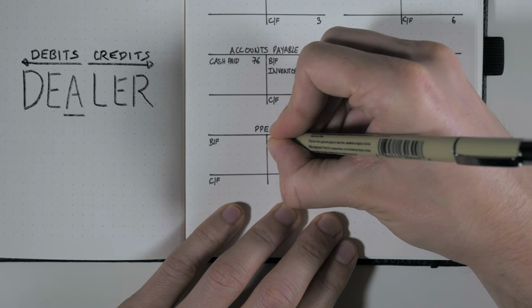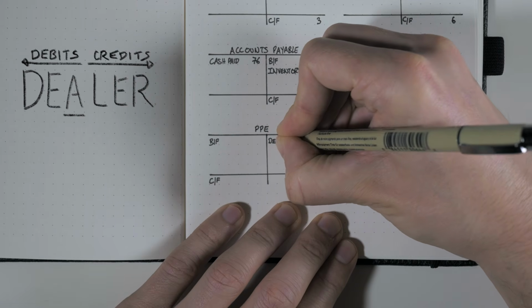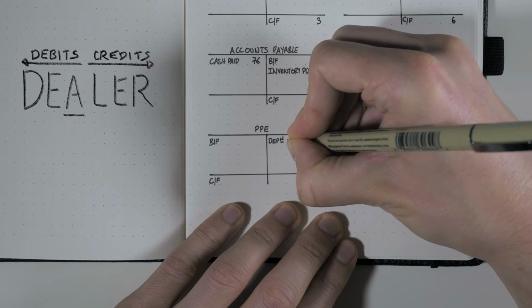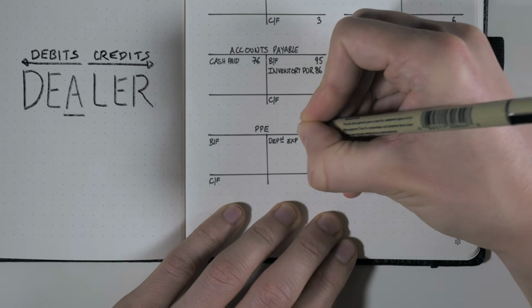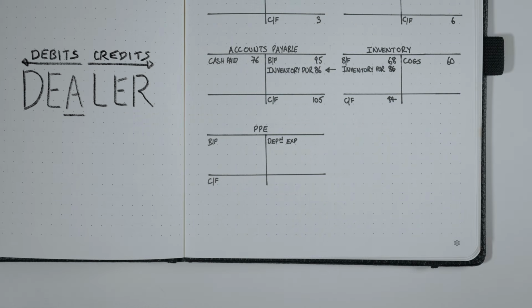On the credit side, we have the depreciation expense because the value of non-current assets reduce as they depreciate. Credit non-current assets in the balance sheet, debit depreciation expense in the income statement. Now, I don't want to overcomplicate things in this tutorial, so we're going to keep PPE simple and make a few assumptions at this point.